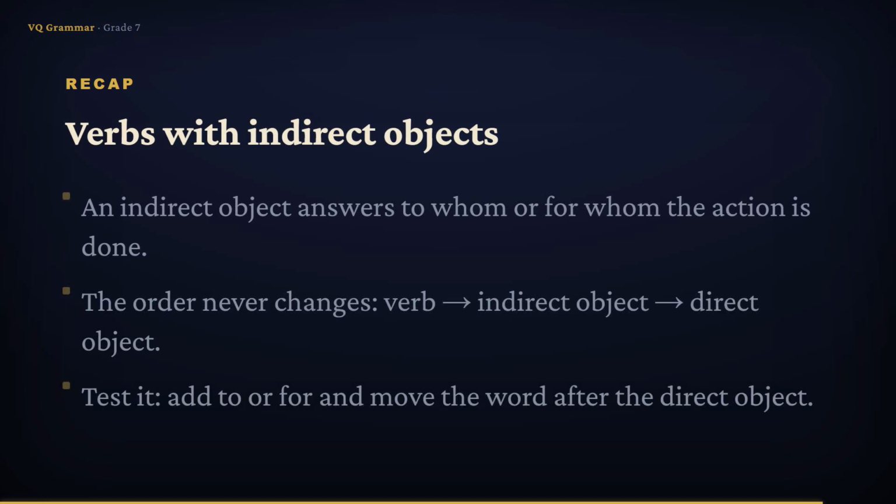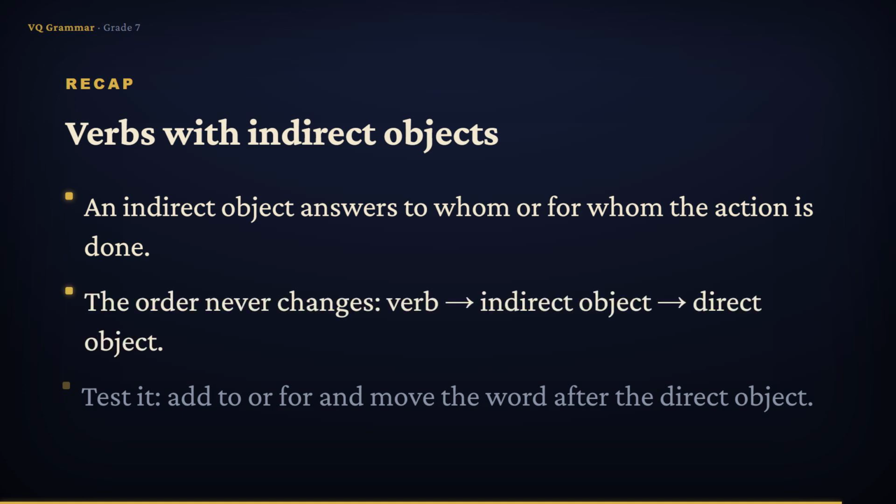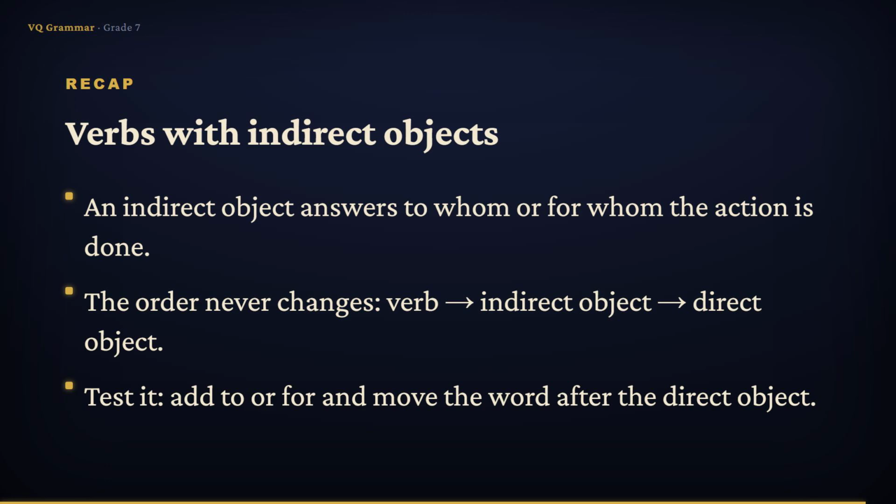Let's gather up what we learned. An indirect object is a noun that answers to whom or for whom an action is done, and it receives the direct object. The order is always the same. The verb comes first, then the indirect object, then the direct object, with the indirect object tucked in the middle. And whenever you're unsure, use the test. Put to or for in front of the word and move it after the direct object. If the sentence still makes sense, you have found an indirect object. Only verbs of giving, telling, and showing take them.